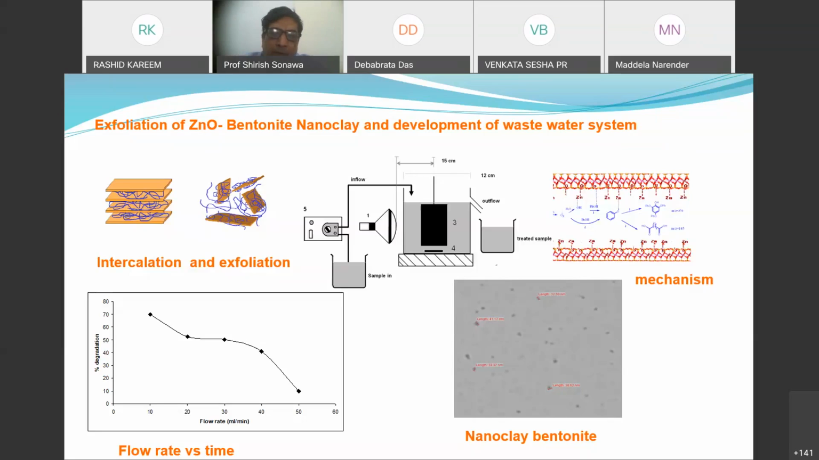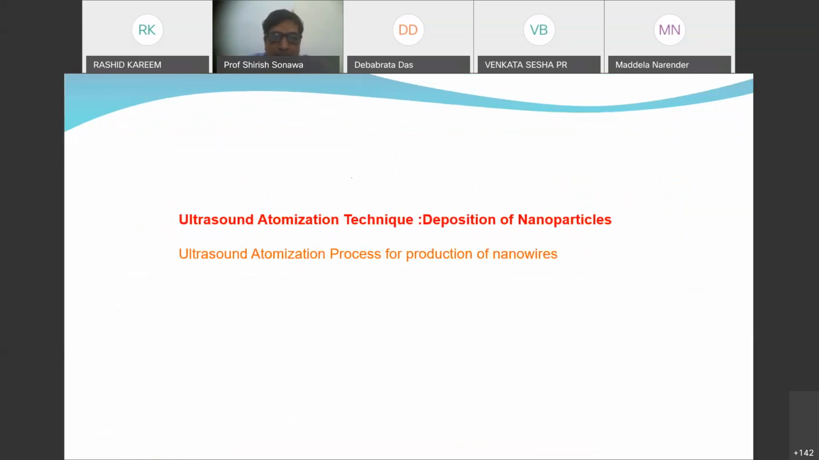So we can prepare a CSTR process, a CSTR kind of methodology, and we can put the clay coat it onto the steel plate and put the UV light. We can utilize it for the degradation of the organic matter. So this is one good example.